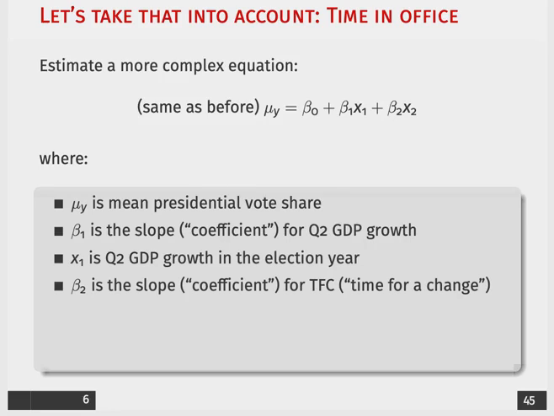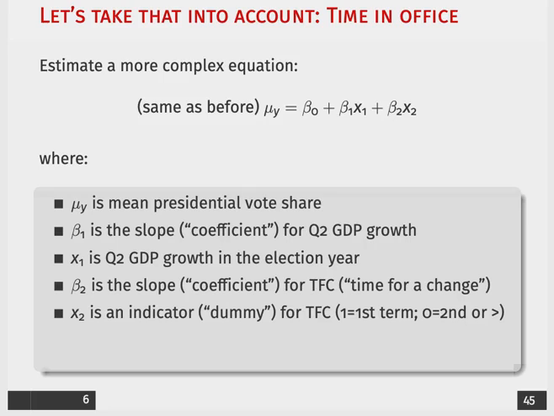And then beta 2 is going to be the estimated relationship, the slope or coefficient, for that time for change variable. And we're going to use a dummy variable here, where 1 is going to equal whether or not the president's party is only in their first term, or whether or not it's their second or third potential term. You can imagine a scenario where maybe a party has been in power for 2 or 3 presidents, right? That would be like 8 terms then.